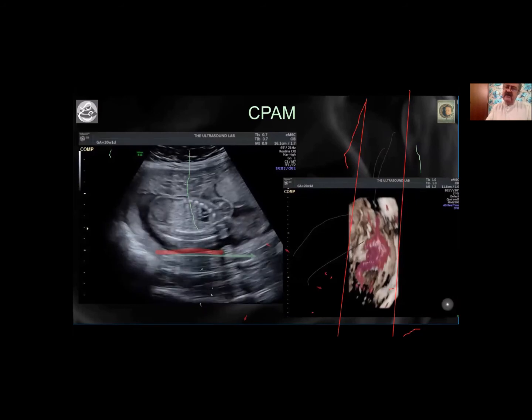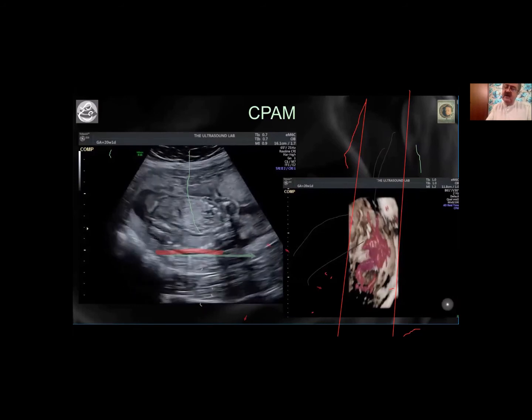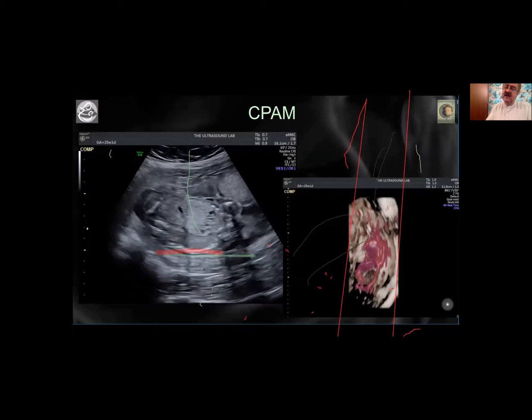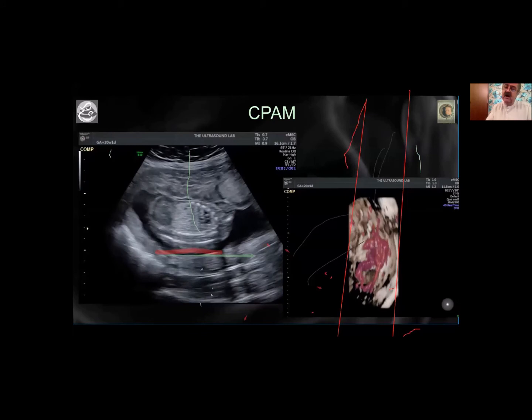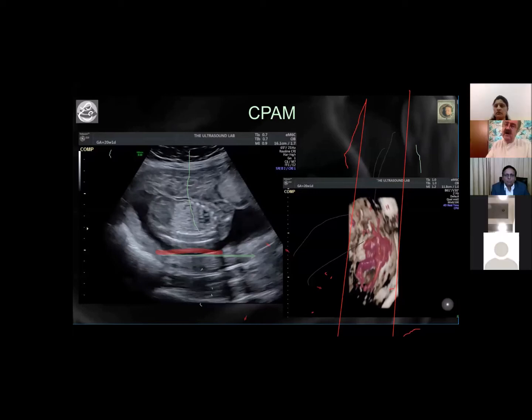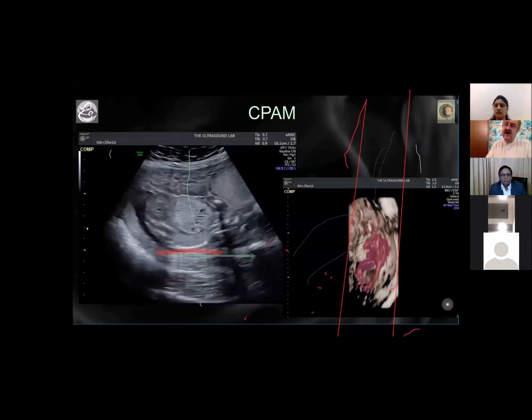Moving on to the thorax, remember that there is the heart, the lung. The congenital adenomatoid malformation, which has a natural history.